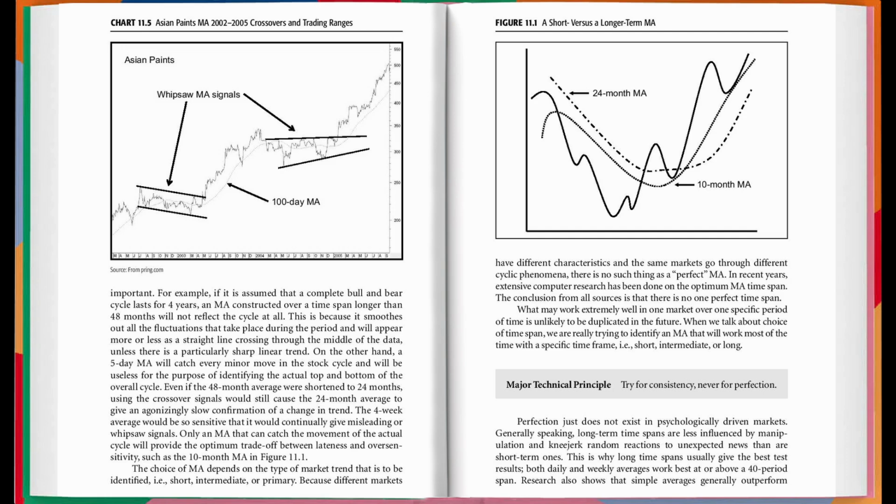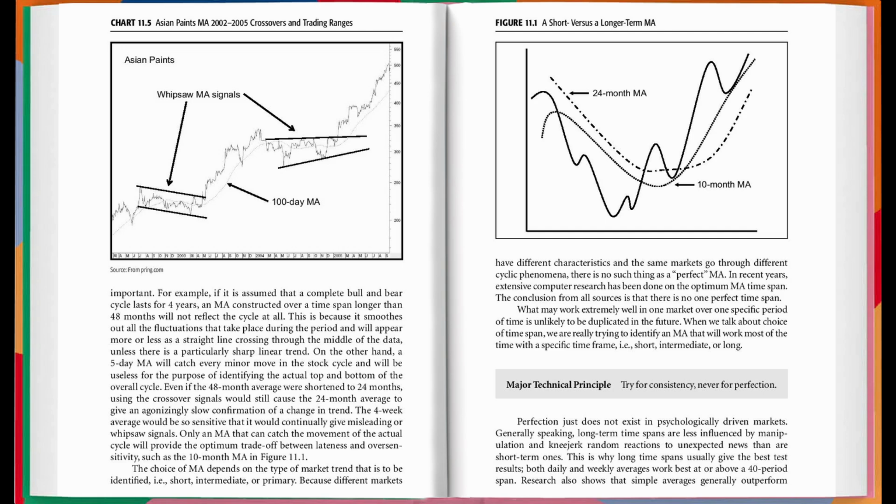Even if the 48-month average were shortened to 24 months, using the crossover signals would still cause the 24-month average to give an agonizingly slow confirmation of a change in trend. The 4-week average would be so sensitive that it would continually give misleading or whipsaw signals. Only an MA that can catch the movement of the actual cycle will provide the optimum trade-off between lateness and oversensitivity, such as the 10-month MA in Figure 11.1.